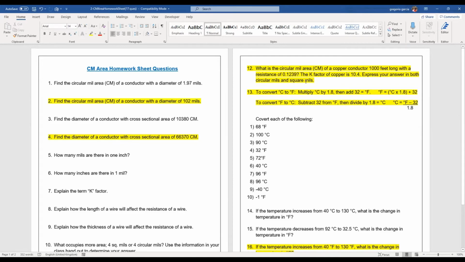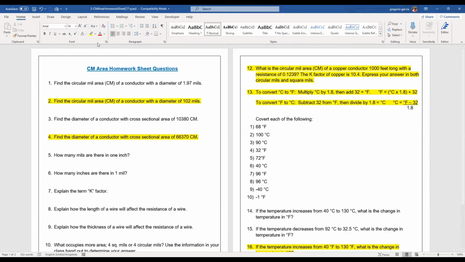To express that value in square meters, we just remember what we got to do if we want to express that value in square meters. We just take the circular meters and we multiply by 0.7854. That's all we do.